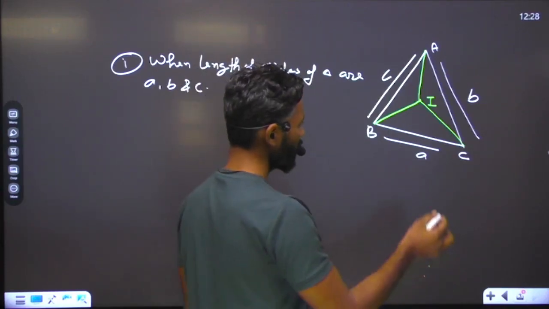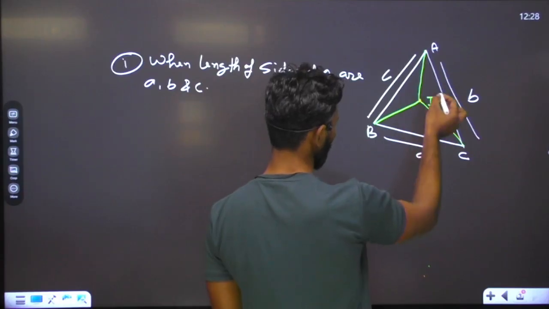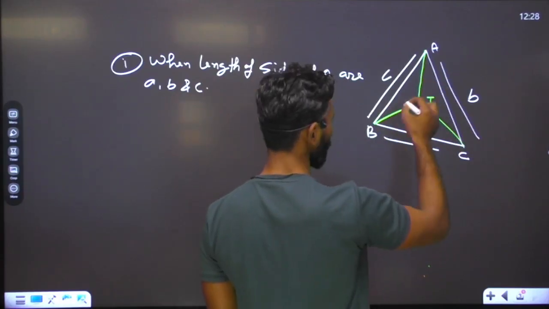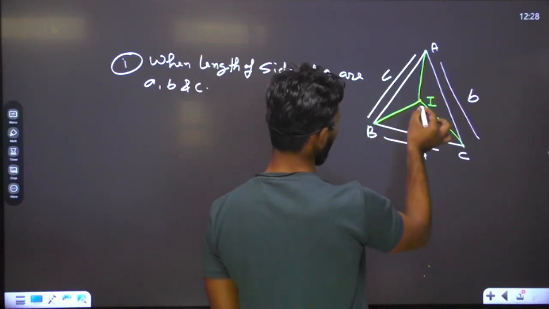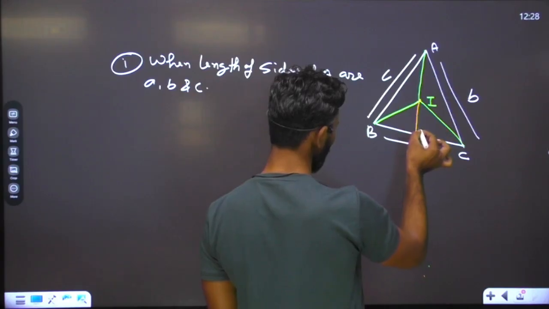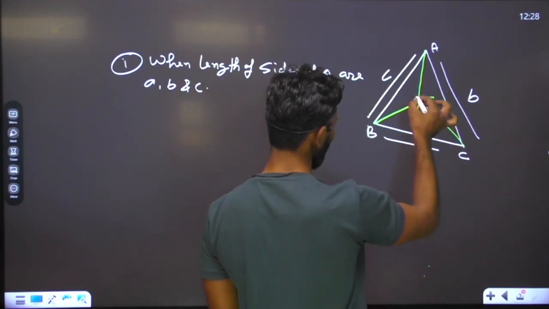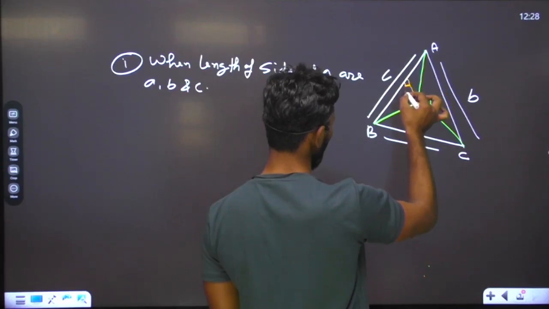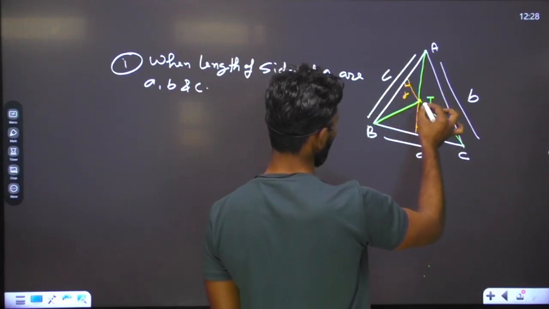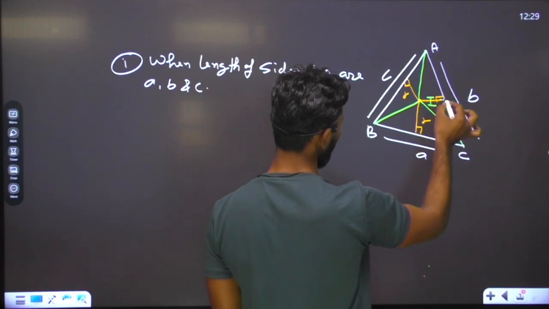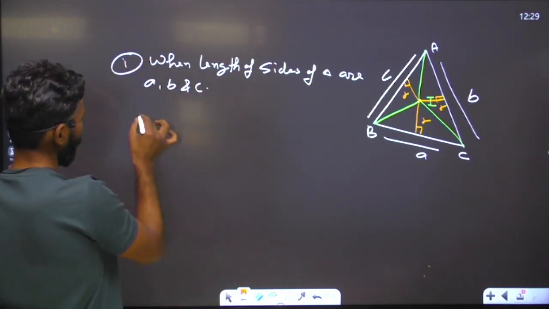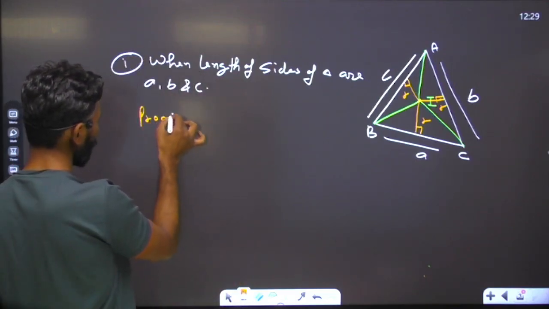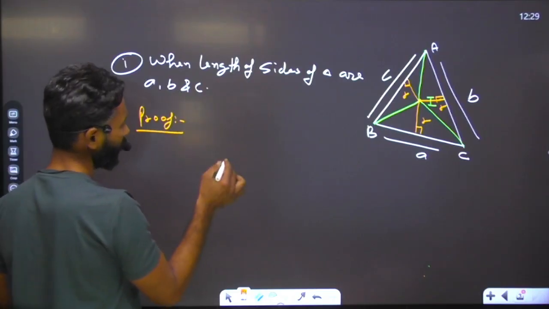So this is the incenter, and if I draw a circle over here, it will touch each side of the triangle internally, and this will be the inradius R. This is the inradius R, and this is also the inradius R. Now I'm going to discuss the proof. Now I can say the area of triangle ABC.